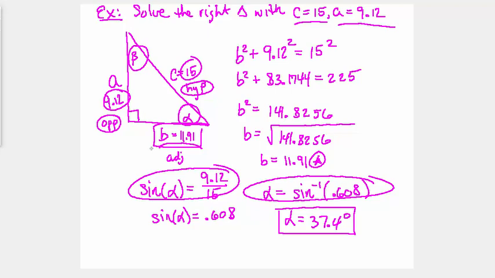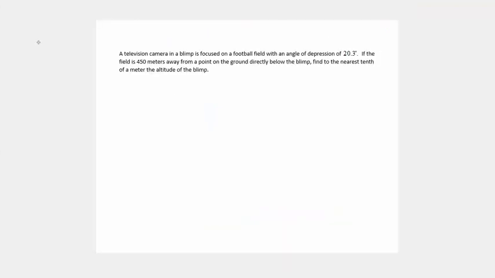So if all three of these angles must add to 180, and I already have 90 taken care of, and now I have 37.4, if I subtract those two both from 180 degrees, I should get that beta is 52.6 degrees. Let's now take a look at an application problem, and it reads as follows.